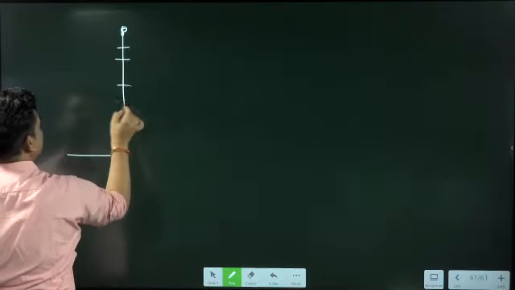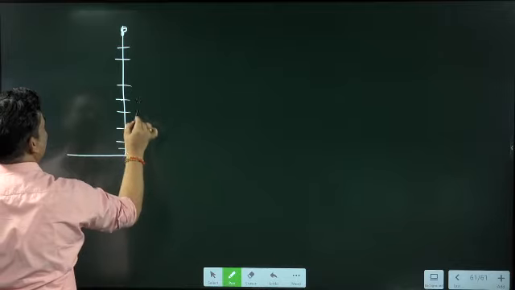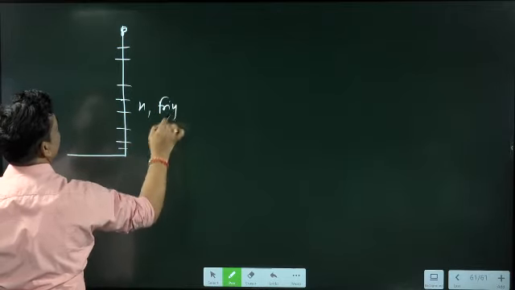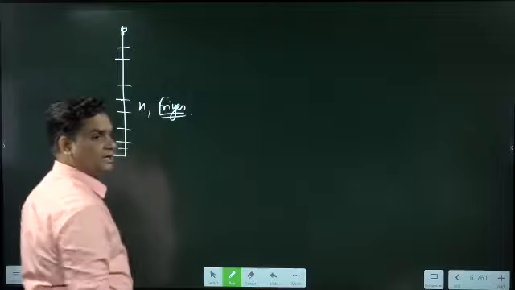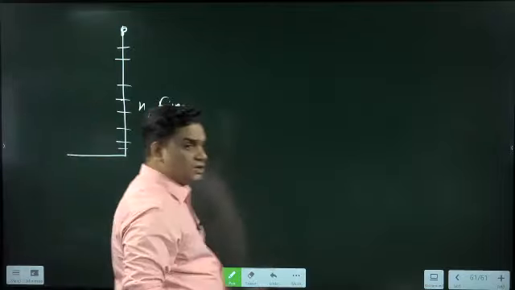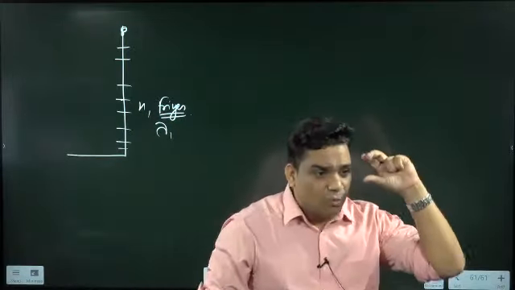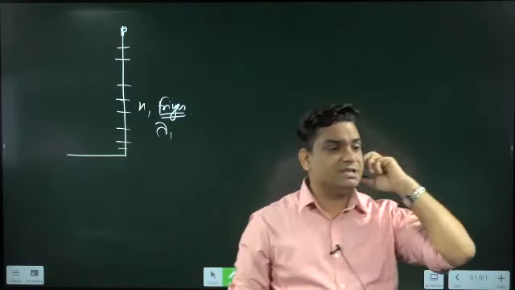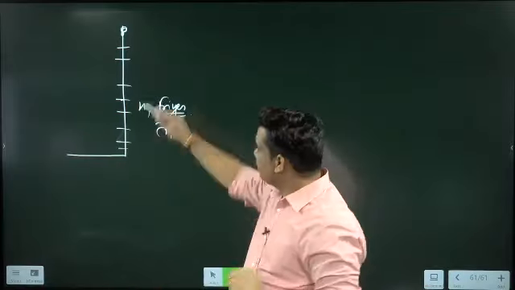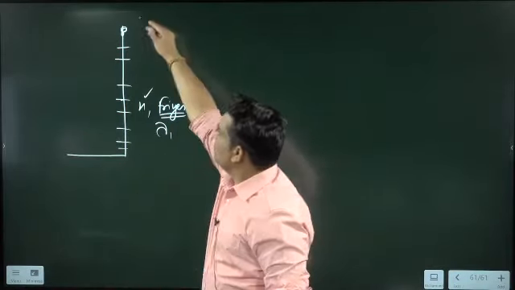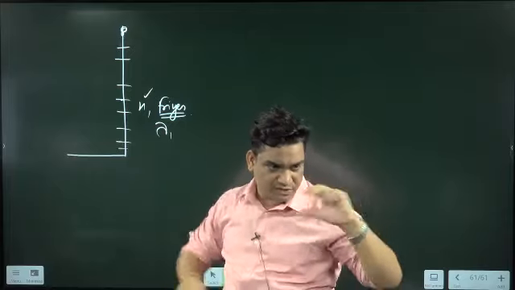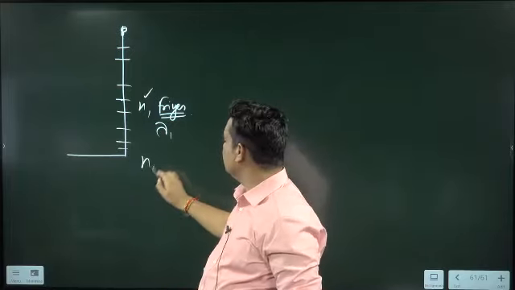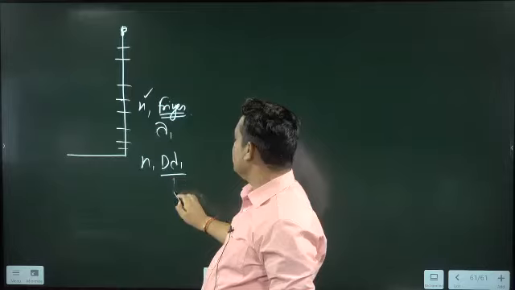Next question is that at a particular point on the screen, suppose we have n1 fringes for lambda 1. So what is one fringe width? One fringe width is d lambda by d. If n1 fringes are there, what will be the total? One is d lambda by d, and total n1 are there, so we can say n1 into d lambda 1 by d.